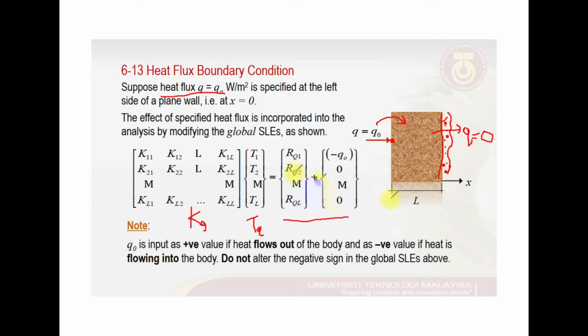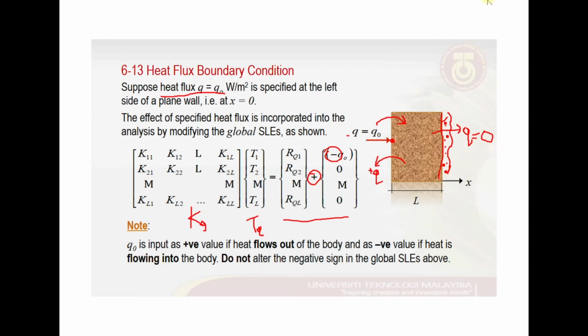Then if the heat flux boundary condition is to be included, we have to add the heat flux influence to the right-hand side of the equation as shown here. In this example, where heat is flowing into the system, we will have the heat flux with a negative value. For the process where heat is leaving the system, we will have a positive value for the Q.